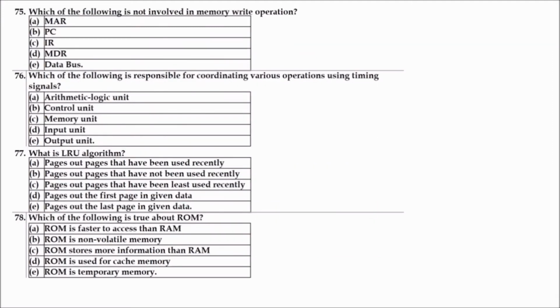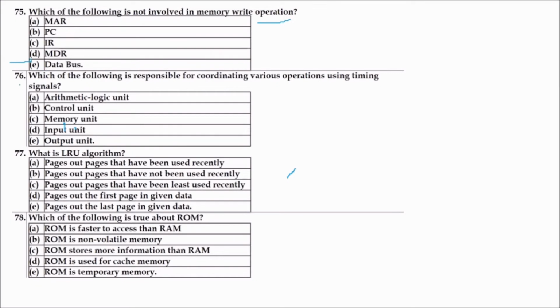Next is, which of the following is not involved in the memory write operation? So can you give me the answer? The answer is E. That is the data bus. It is not involved in the memory write operation.